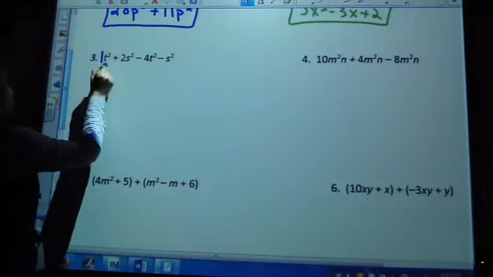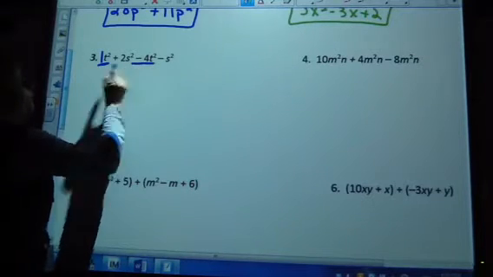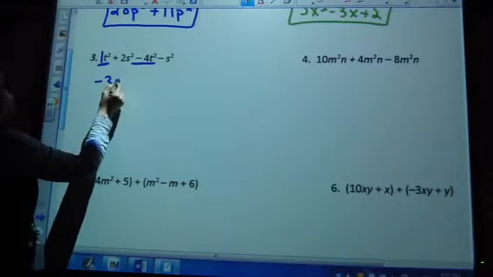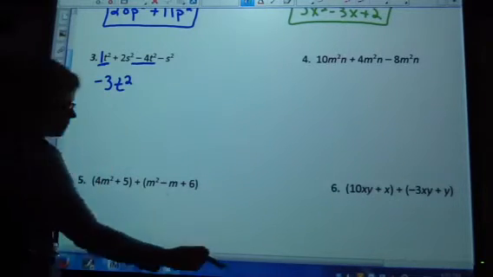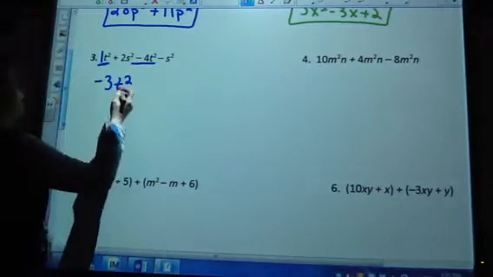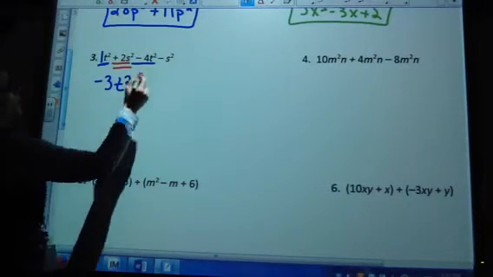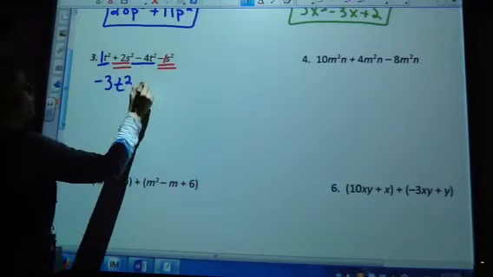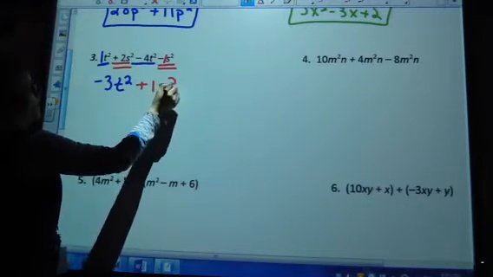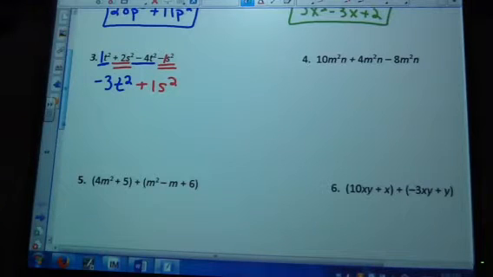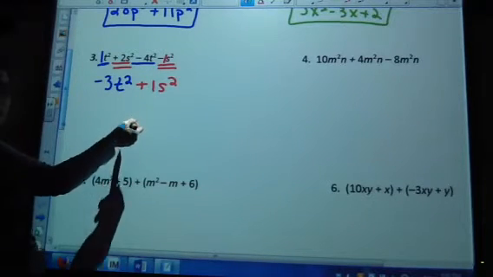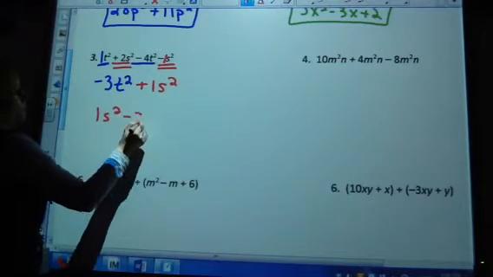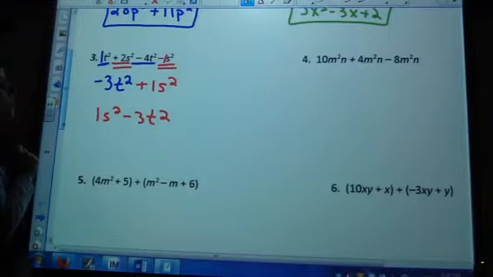Alright, so we have t squared and a negative 4t squared. So 1 minus 4 is negative 3t squared. And we have a positive 2s squared and a negative 1s squared. So 2 minus 1 is a positive 1s squared. Now, is this in standard form? Yes. You can also write it as this. Either one. Those are equivalent.